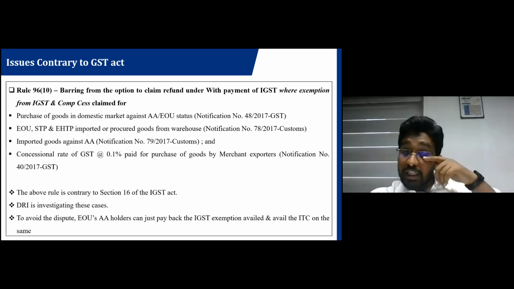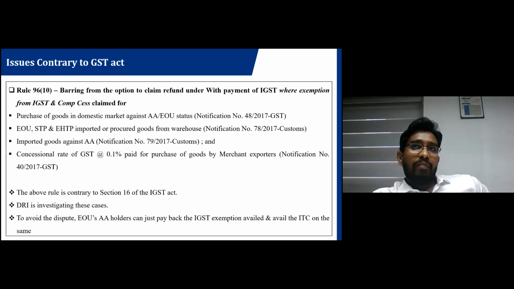This is contrary to section 16 of the IGST Act. There are no such restrictions under section 16 of the IGST Act. How is the DRI investigating these cases? Most of the EOUs and advance authorization holders have claimed benefit under these notifications and went to the with payment category. DRI is investigating these cases. To avoid disputes during DRI investigations, better EOUs and advance authorization holders who have claimed IGST exemptions can pay back the same using TR6 challan at customs and avail the same as input tax credit. So that means the net impact will be you didn't avail any benefit under those notifications.